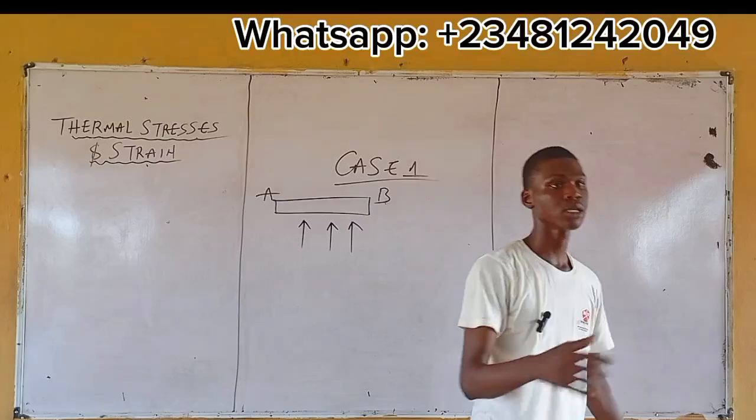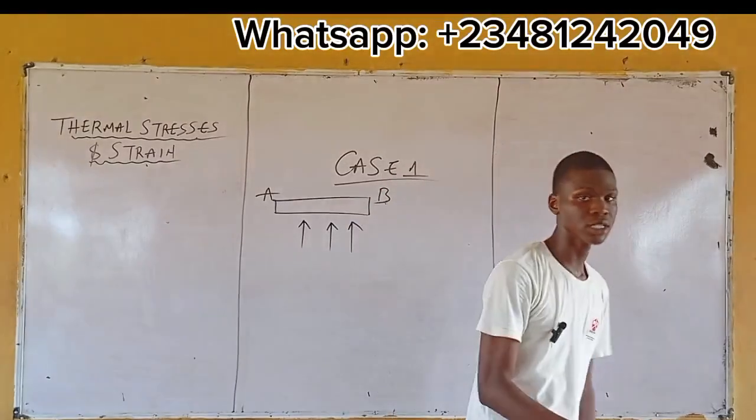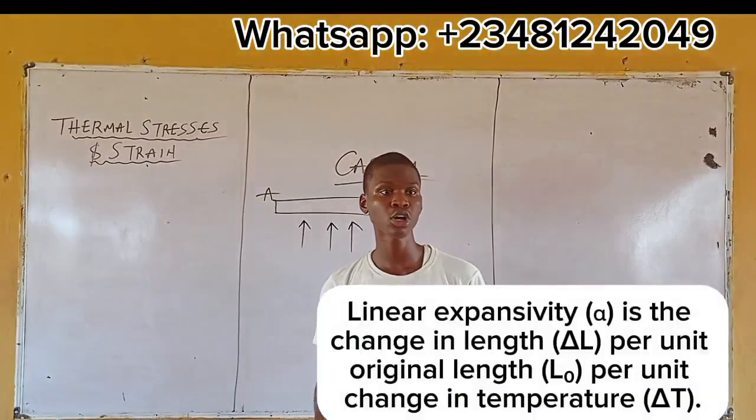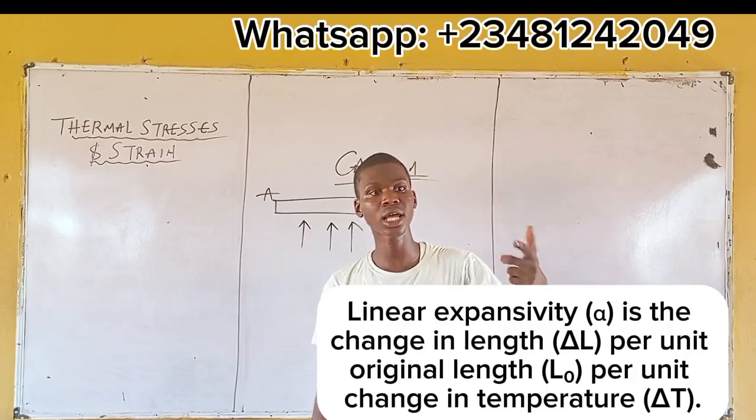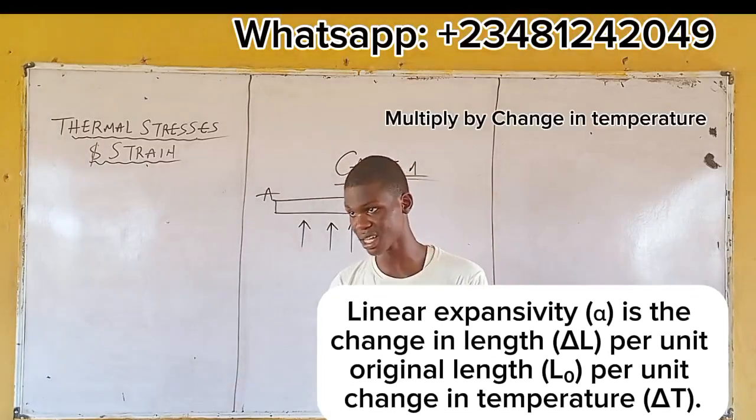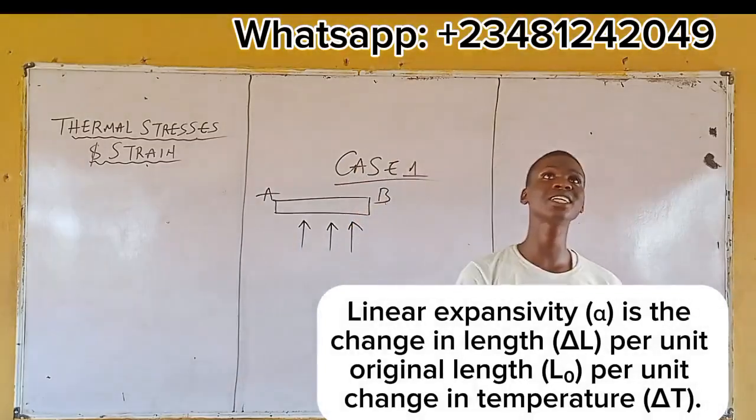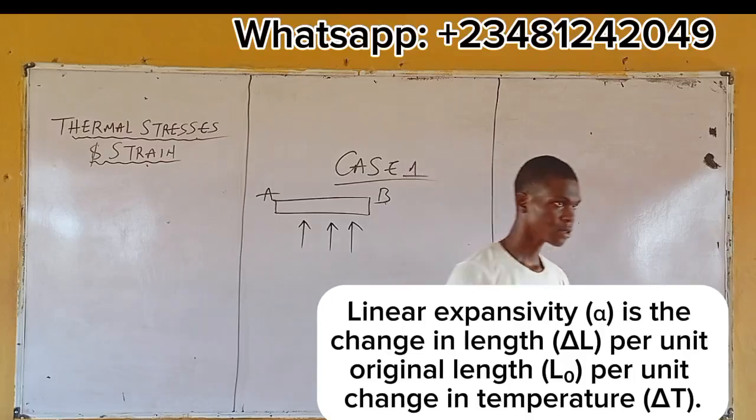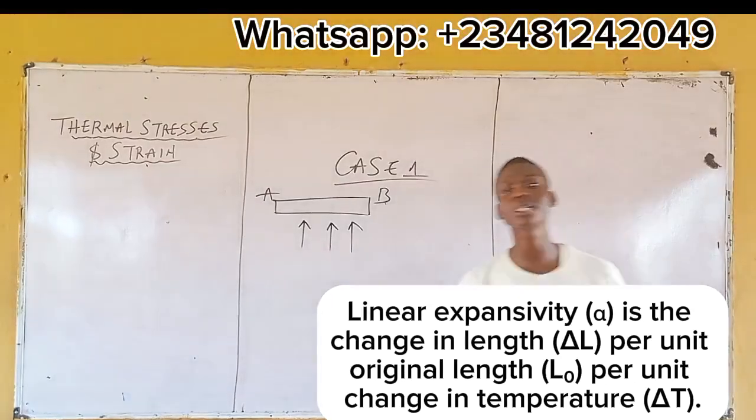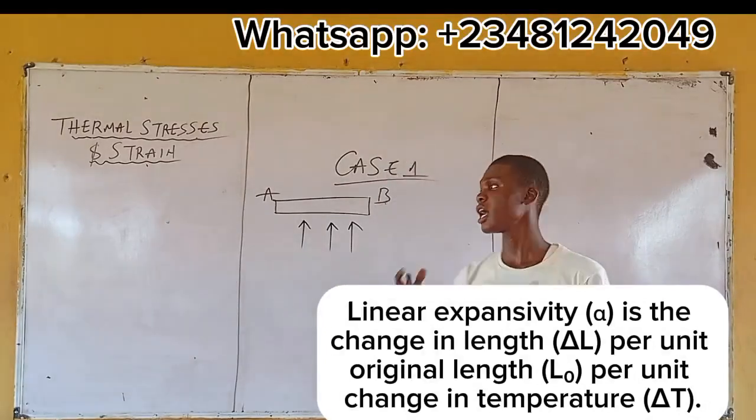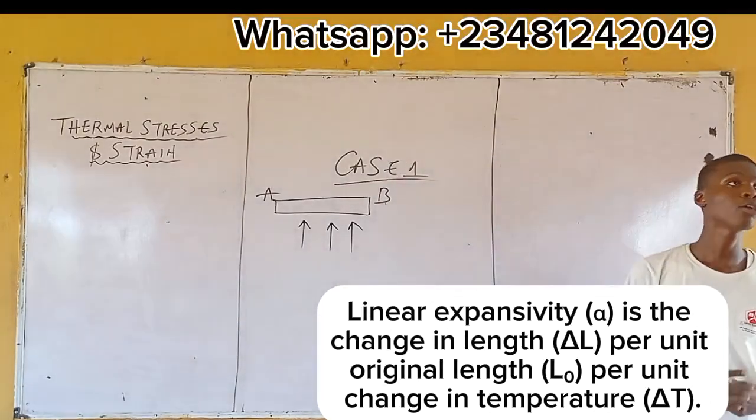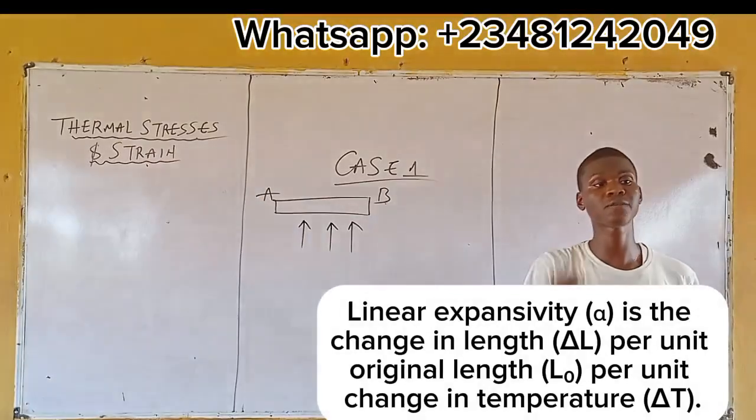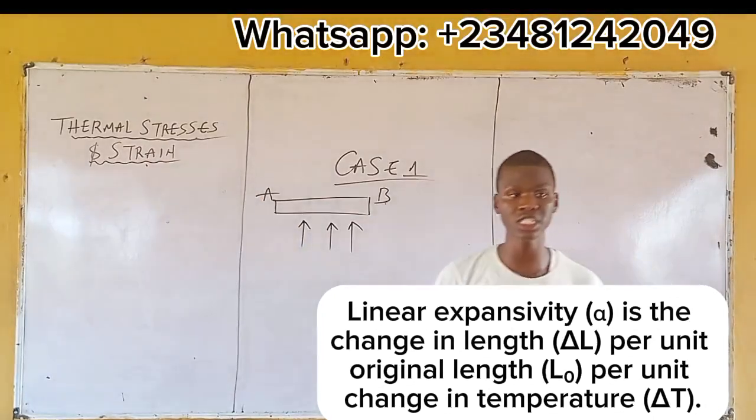Linear expansivity. Do you still remember what linear expansivity says? It is the ratio of change in length to the original length multiplied by the degree rise. So by definition, mathematically, linear expansivity is the ratio of change in length to the original length multiplied by change in temperature.